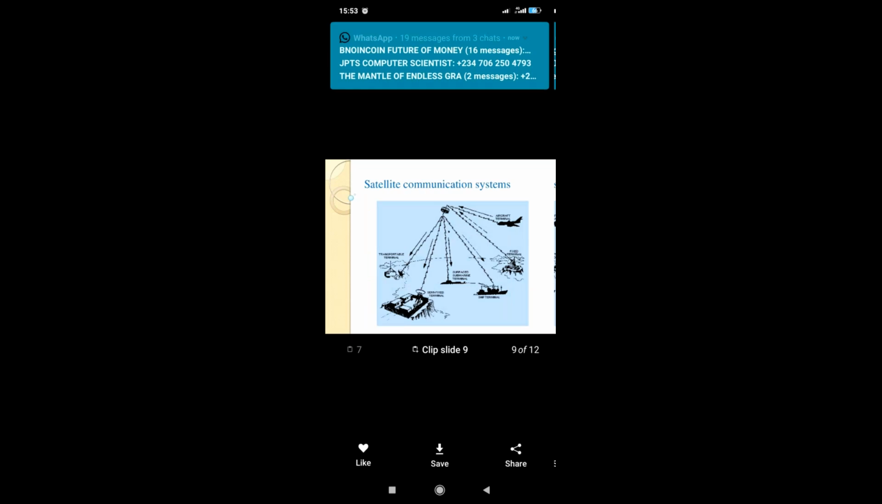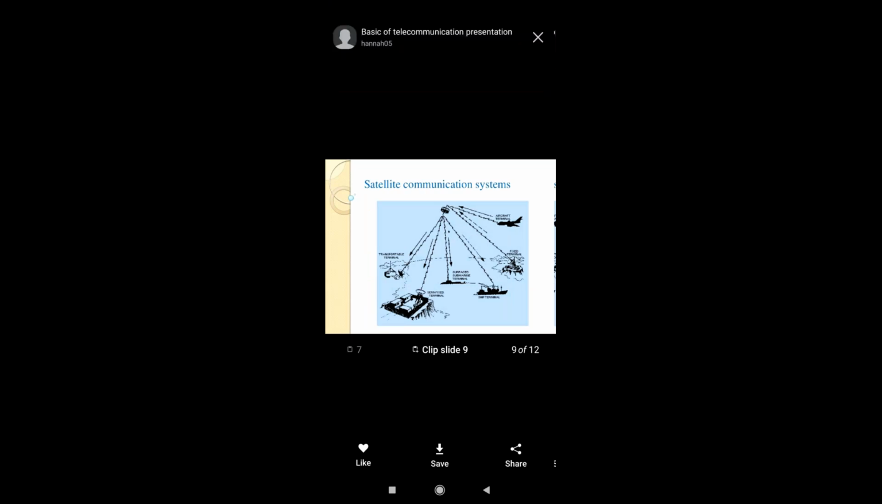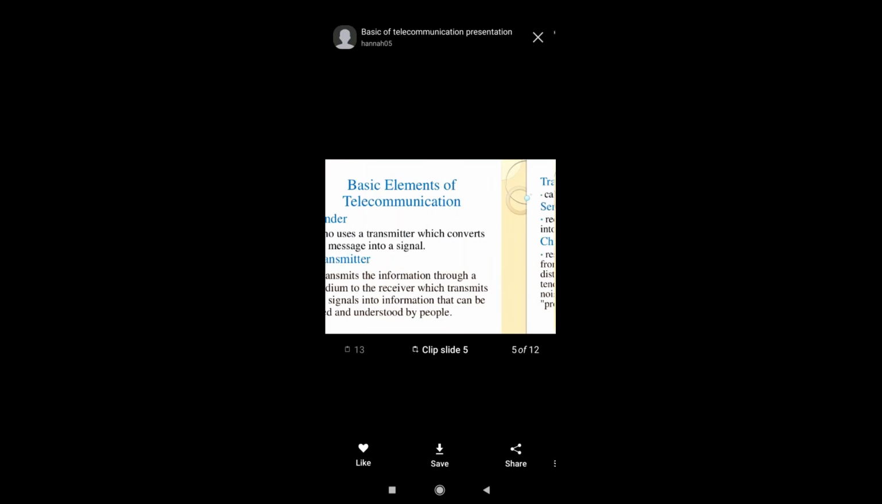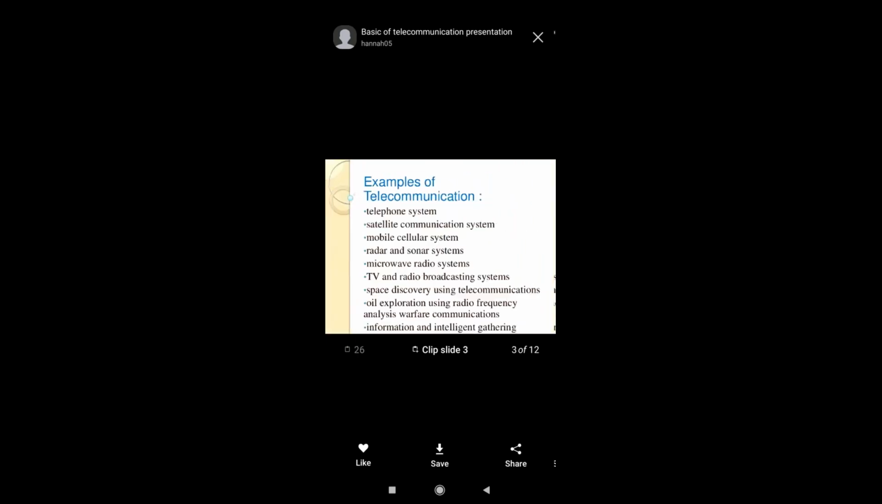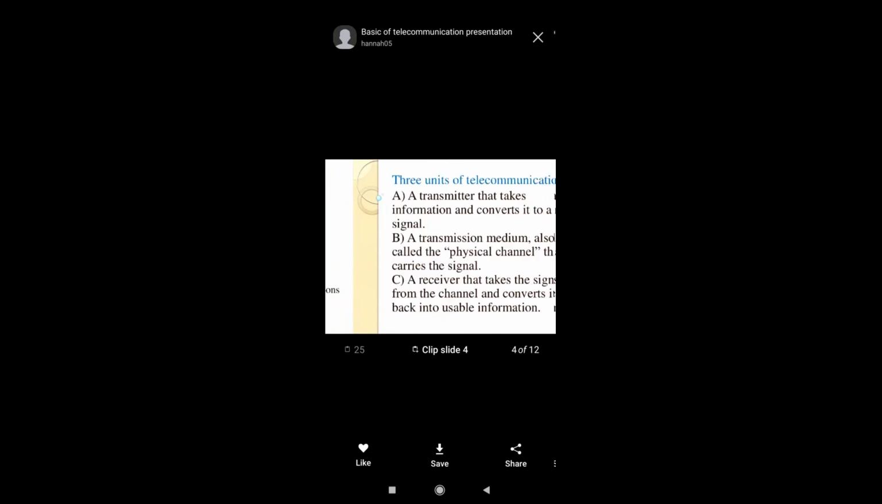This is a type of telecommunication model. We talk about examples of telecommunication, and we list so many of them. We talk about the telephone system, the satellite communication system, the mobile cellular system, and the rest of them like that.